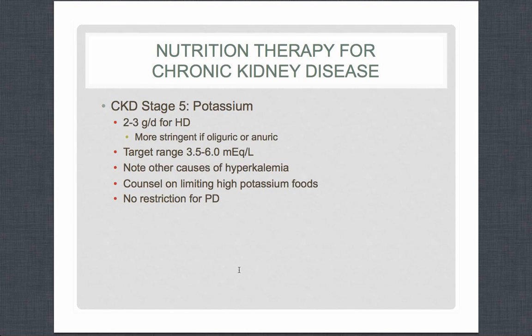So this is looking at potassium balance. Potassium balance for patients with stage 5 on hemodialysis is 2 to 3 grams per day. And it's important to counsel in limiting high potassium foods. The daily recommendations for potassium, as you know, are higher than this. So this is actually a potassium restriction, and that's because potassium is being recirculated in hemodialysis.